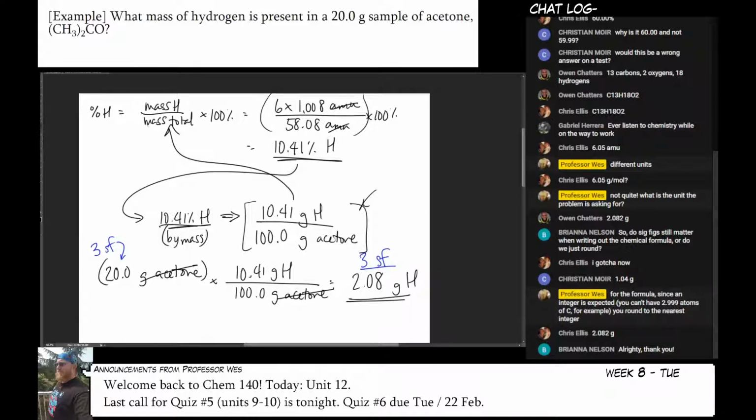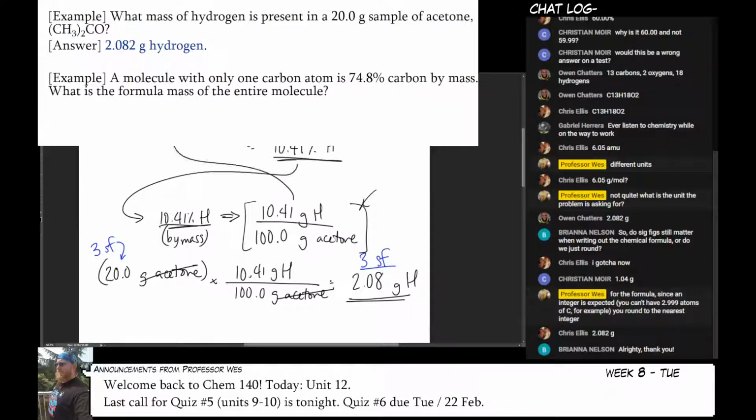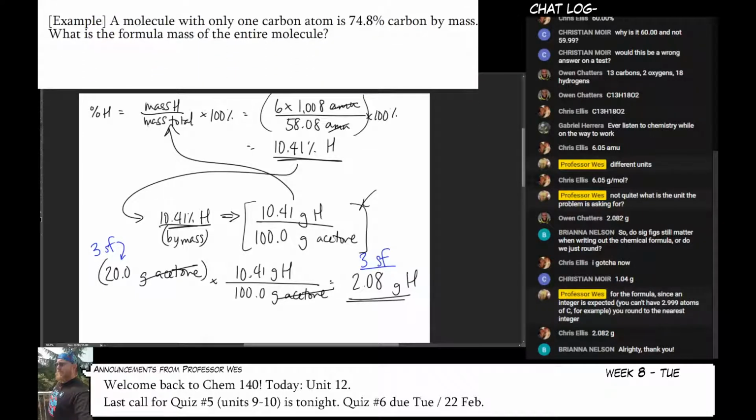I do have one more problem for you. And I'm going to just put it on the screen real quick. Because we're at our break. We're going to take our break now. But when we come back, we're going to do this problem. A molecule with only one carbon atom is 74.8% carbon by mass. What is the mass of the entire molecule?